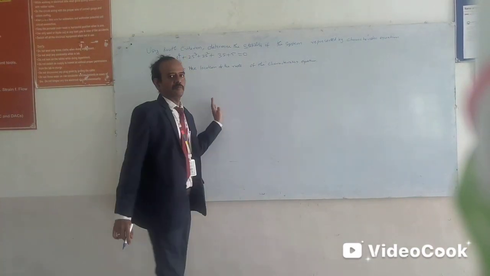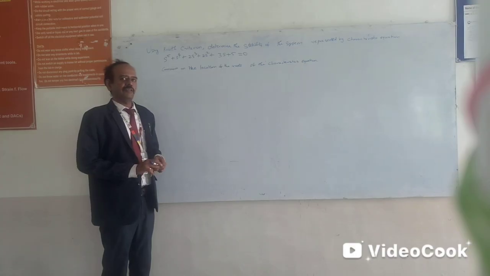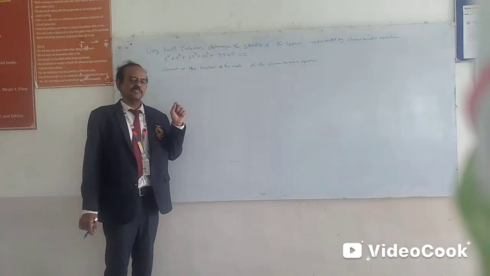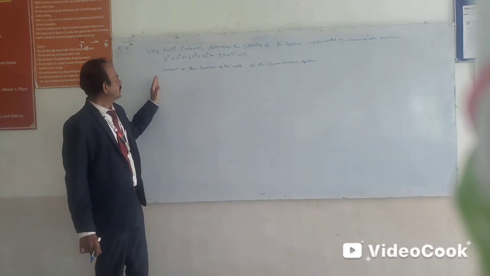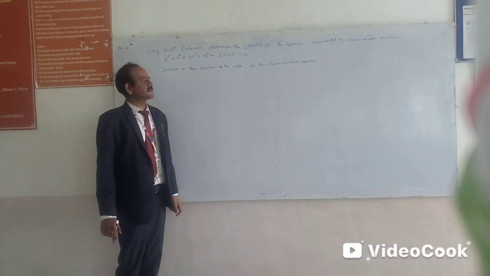Move to the next problem, the third type of problem. Now this type of problem will have a zero present in the first column. If a zero is present in the first column, how do we proceed to the next row? So this is a type of problem: s power 5 plus s power 4 plus 2s cube plus 2s square plus 3s plus 5 equal to 0.